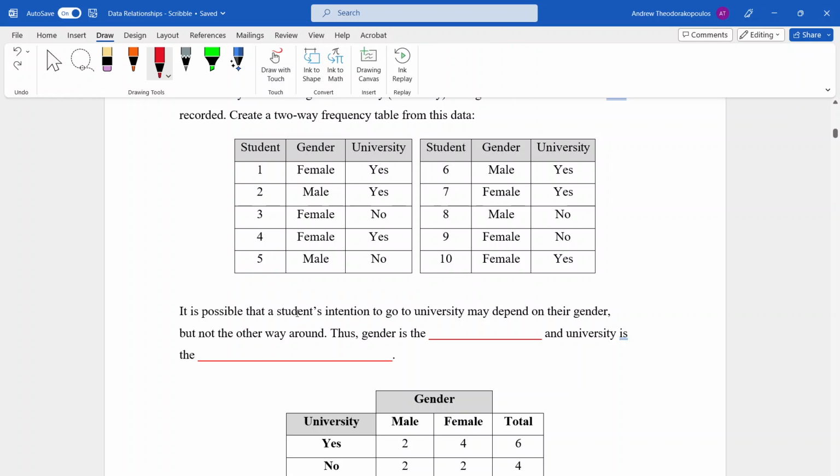It is possible that a student's intention to go to university may depend on their gender. Okay, but not the other way around. We can't really say that their intention to go to university will dictate whether or not they're male or female. Okay, so it's usually the gender that dictates whether or not they'd like to go to university. But we're just going to investigate to see if there is an association or if there is a relationship. There might not be. So thus, the gender is the explanatory variable. This is what we're trying to see might explain whether or not they go to university. And so therefore, going to university is the response variable.